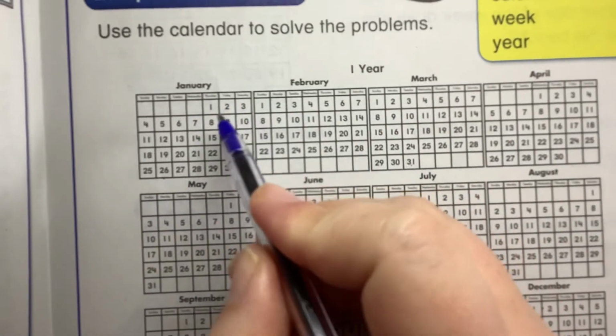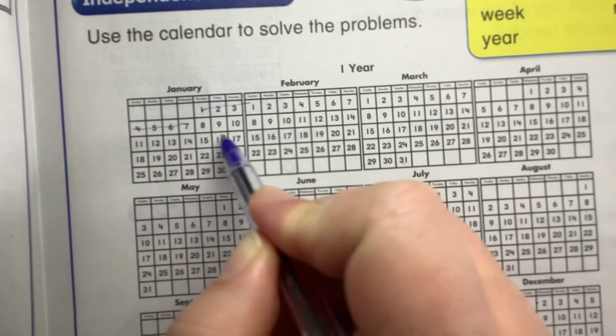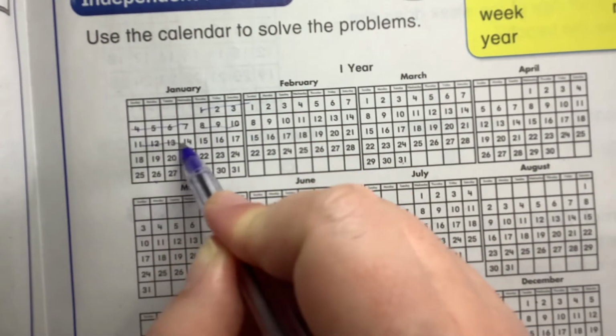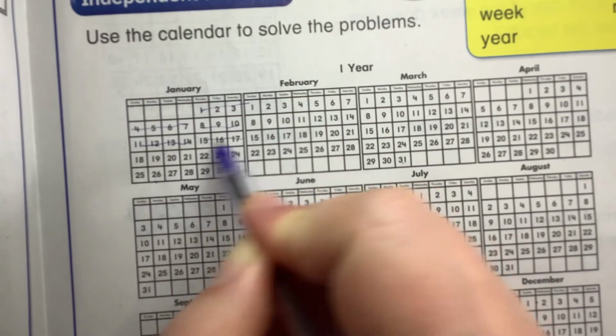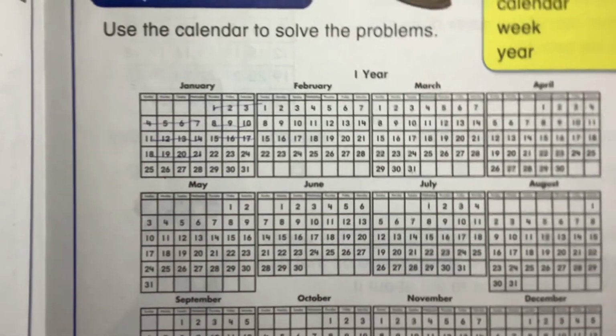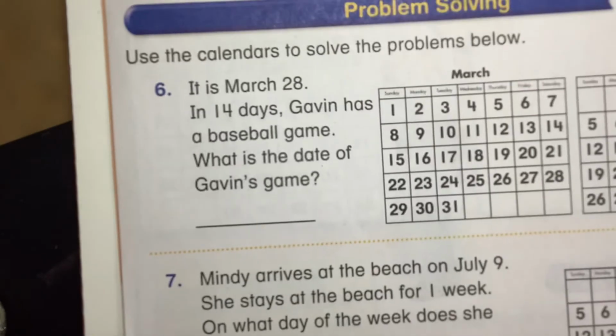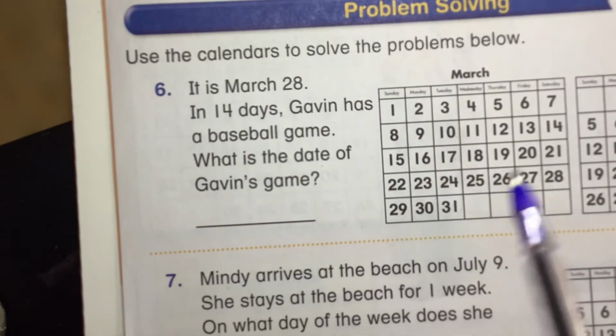If 7 days is a week, right? This is 1 week. That's one. This is 2 weeks, 3 weeks. Okay, so you can count all the weeks and then check to see if you counted it right. Backside, use the calendar to solve the problem below.